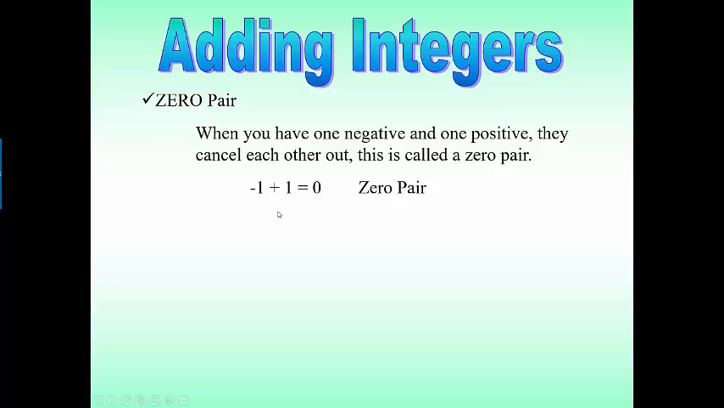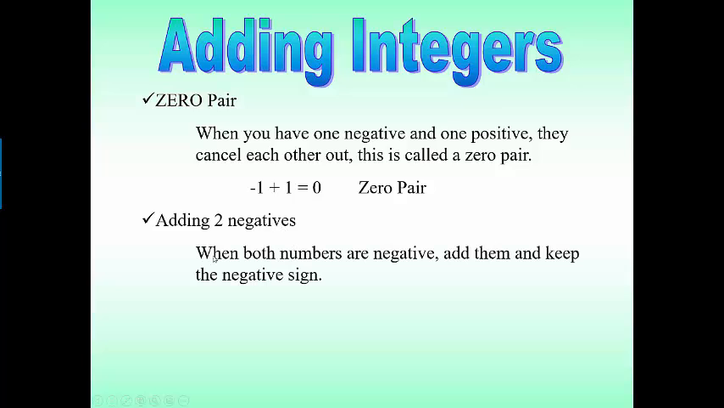The same thing with -3 plus 3. That will always equal 0. -10 plus a +10. Anytime you have a positive and a negative number of the same size, they cancel out to become a 0. Now, when you have two numbers that are negative, then you add them and keep the negative sign. So -3 and -7 equal -10, and -5 and -8 equal a -13.